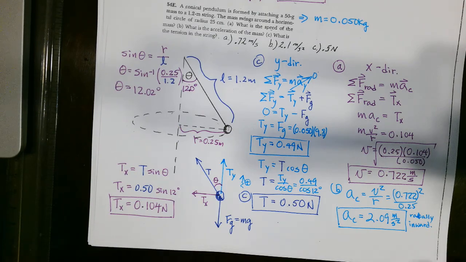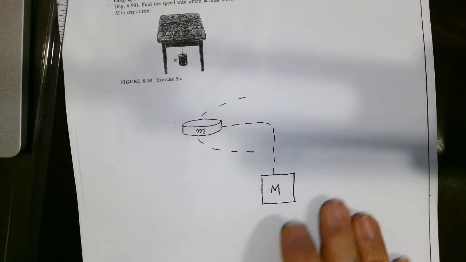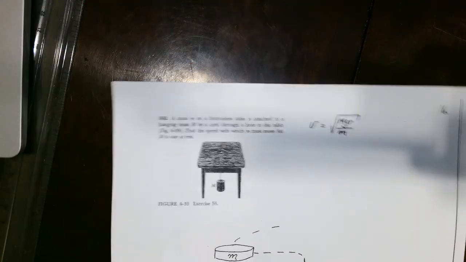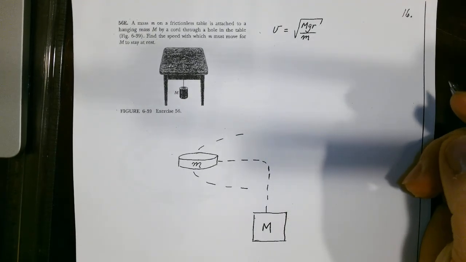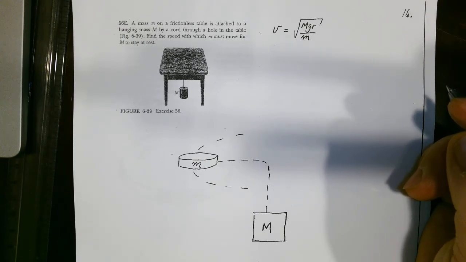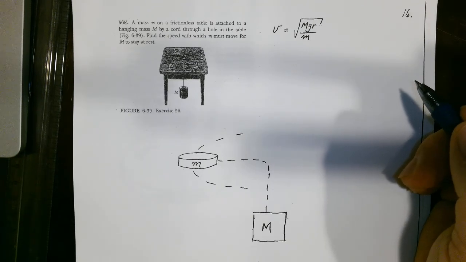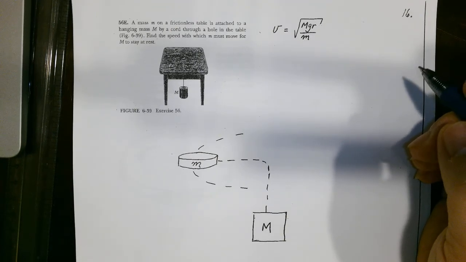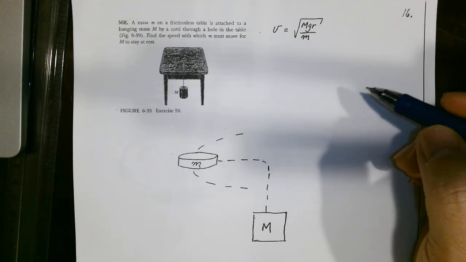All right. Let's take a look at the next problem. All right, here, a mass M on a frictionless table is attached to a hanging mass of big capital M by a cord through a hole in a table. Find the speed with which small m must move for big M to stay at rest.